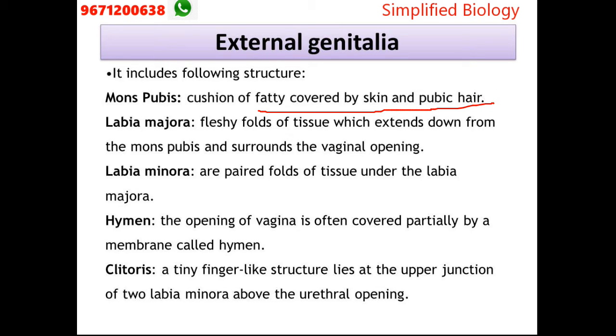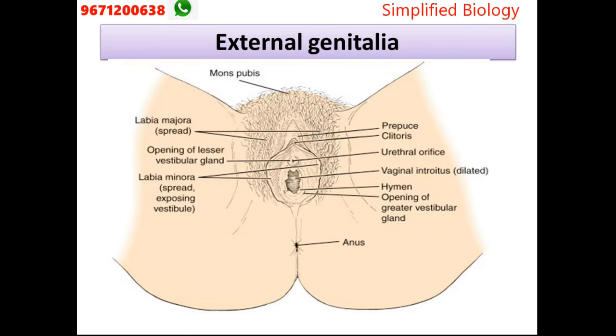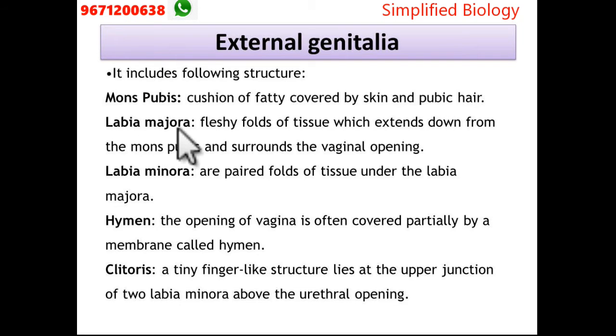The second part is named the labia majora. Which one is the labia majora? Below that, that is the area, a fold like structure, named the labia majora. It contains fleshy folds of tissue, extending from the mons pubis towards the labia minora, and it covers the vaginal opening.